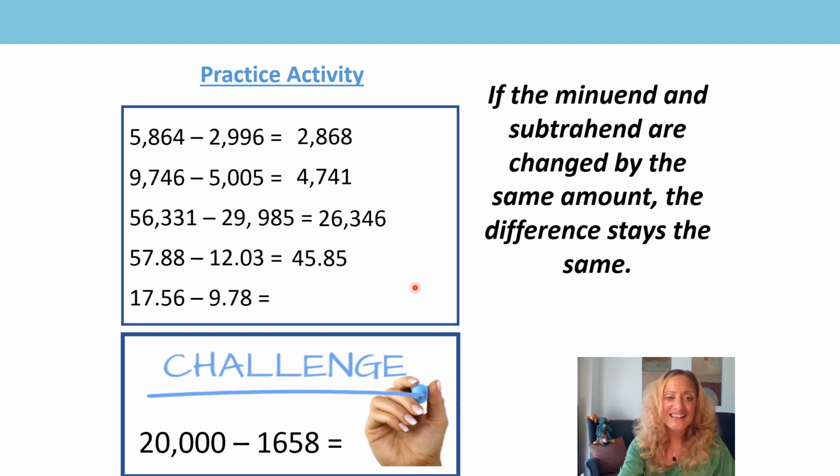Excellent. And this last one of this group, did you get 7.78? Brilliant. I bet you're really pleased if you got all of those right. Now, how did you do this one? Did you transform the minuend and the subtrahend by the same amount? Fantastic. What was that amount? What did you notice? Oh, brilliant.